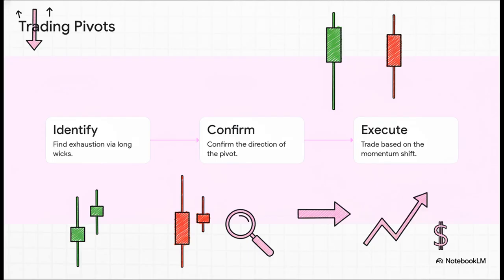The actionable trading strategy here is 3 simple steps. First, identify exhaustion via long wicks. A hammer has a long lower wick showing sellers failed, while a shooting star has a long upper wick showing buyers failed. Second, confirm the direction of the pivot on the very next candle. And third, execute your trade based on that confirmed momentum shift.